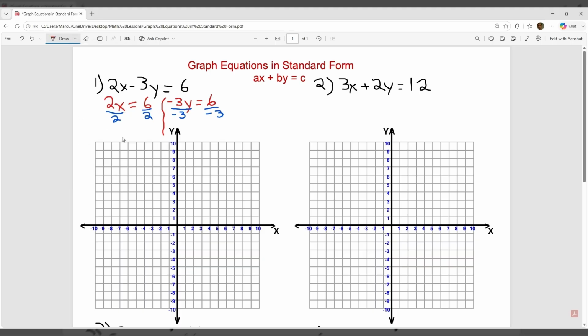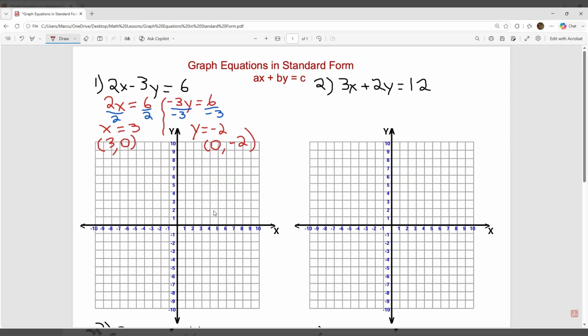So by doing that, your x is going to be equal to 3, which means when your x is 3, your y is 0. And then for the y, 6 divided by negative 3 is negative 2. So your y is negative 2, which means when your x is 0, your y is negative 2.